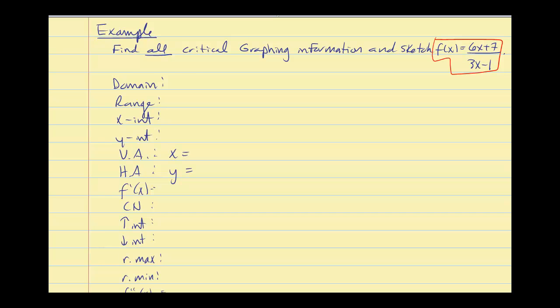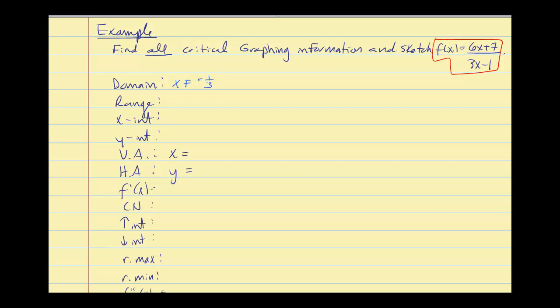The domain is pretty easy to look at. The domain basically can be any number except where the function is undefined. Well, we have a fraction here, and because we have a fraction I can look at the denominator. If I plug a 1/3 in here, I will get 0 in my denominator, so that tells me that my domain is saying that x cannot equal a positive 1/3.